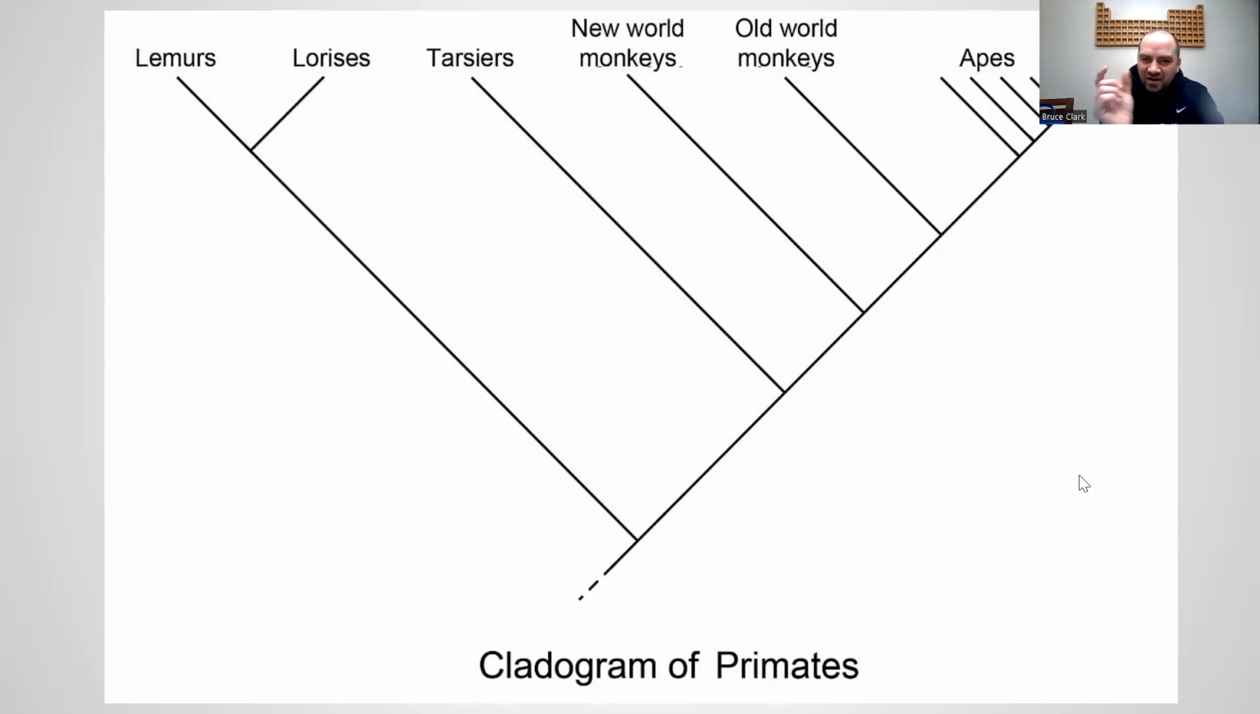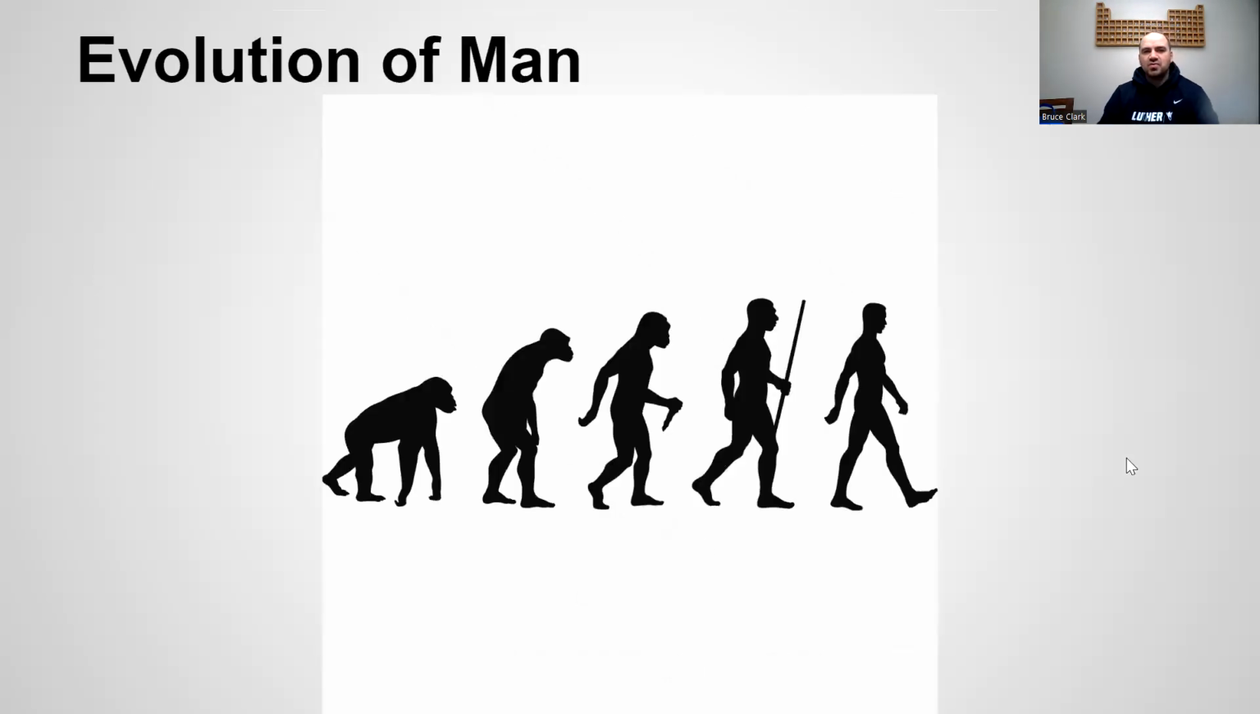The closer they are together, that means that their split happened later in evolutionary history. So you see humans, we split apart from the apes long after we split apart from the lemurs. We don't have that much in common with lemurs versus the apes. So that leads us to what is our background?